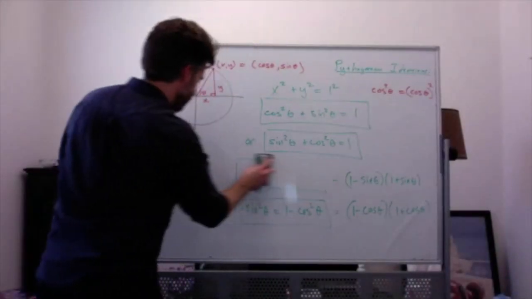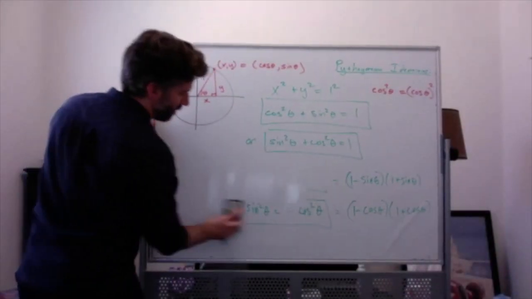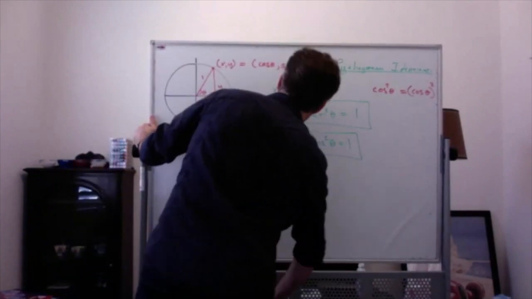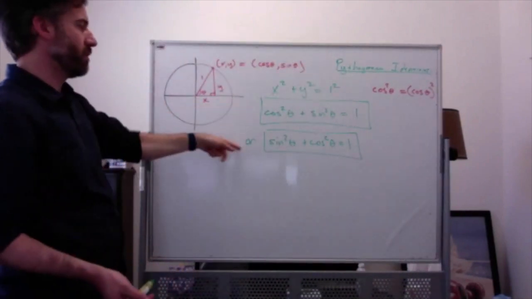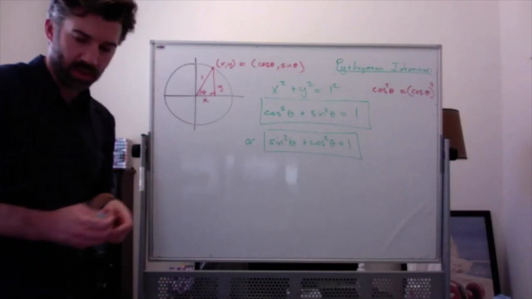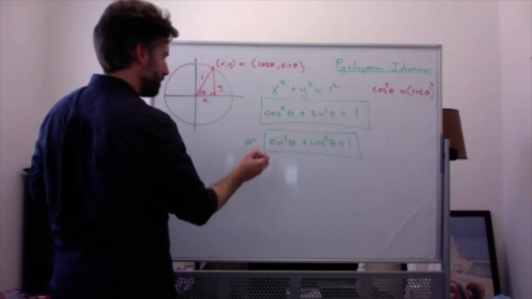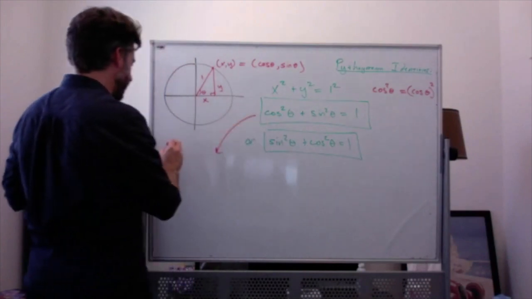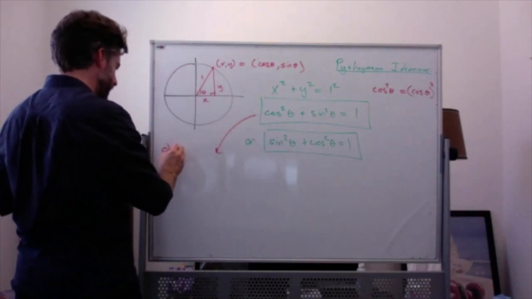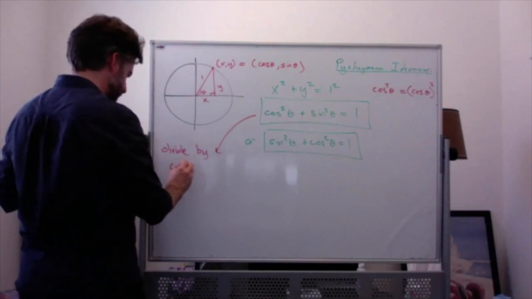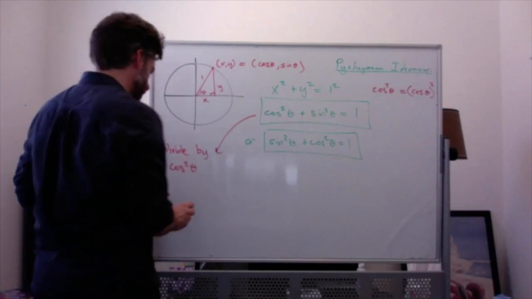So there are two other Pythagorean identities that I want you to be aware of. And they actually both come from this original identity. So what we're going to do is take this identity and divide everything by cosine squared theta. So here's what I get.